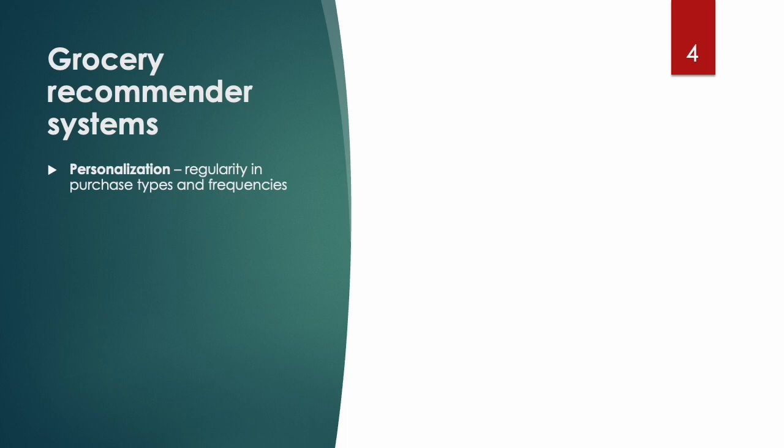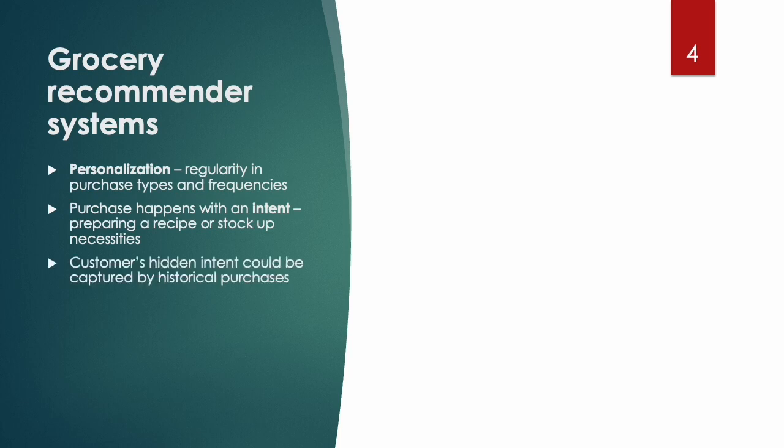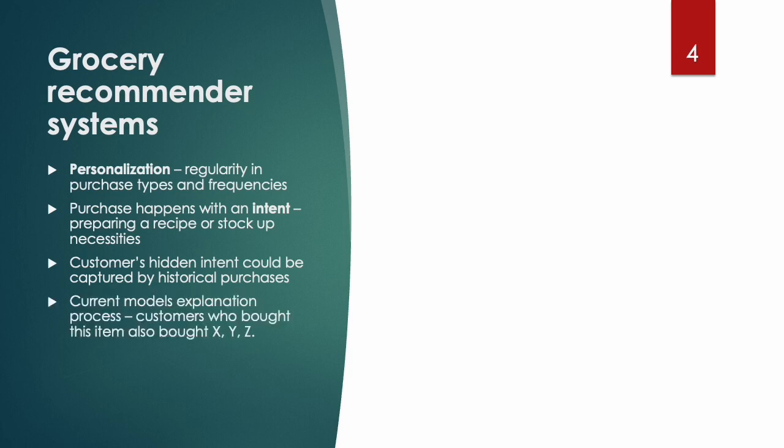Now, my project is about grocery recommender systems, where we have one key aspect, which is personalization, which means that we have a regularity and some purchase patterns and we are loyal to some brands and grocery. This purchase always happens with an intent. For example, I'm going to the grocery store to stock up on necessities, to buy some pet supplies, or to prepare a recipe. This customer's hidden intent can be captured by the historical purchases that a user has made.